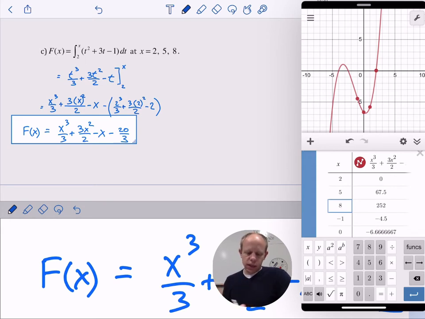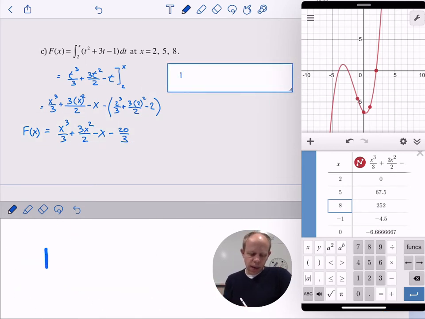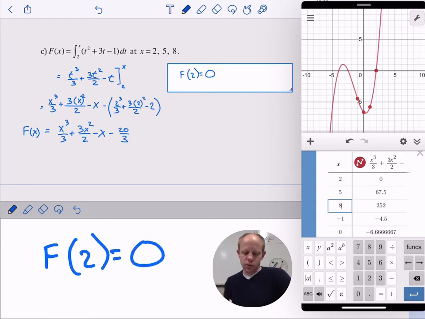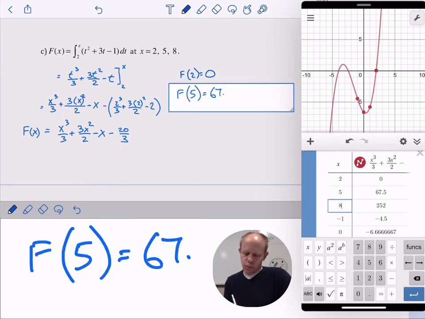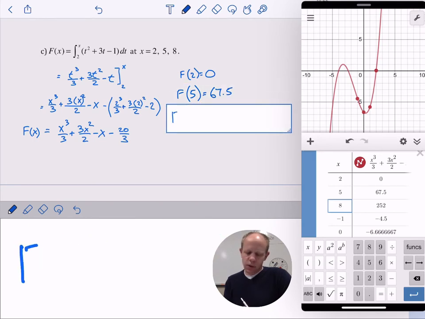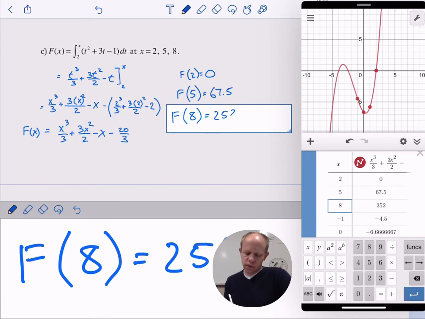And so really quickly and easily, I can determine capital F at 2 is 0, and we expect that because 2 to 2 is 0. Capital F at 5 would be 67.5, and capital F at 8 is 252.